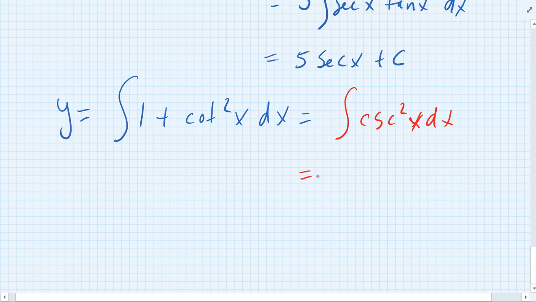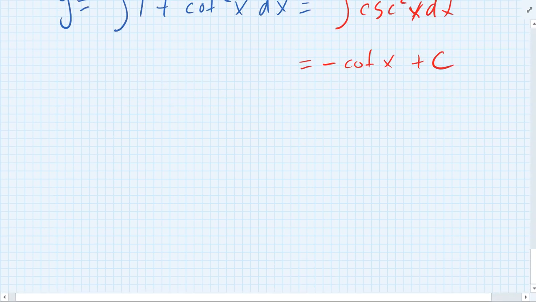But it's going to be negative cotangent of x plus c. It's easy if you know your trig identities. It's not if you don't. So on the very first week, I put a unit circle up there with the trig identities you were supposed to memorize for AB calculus. This is one set of them.